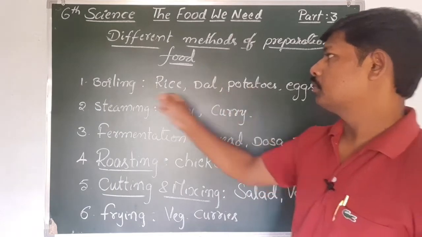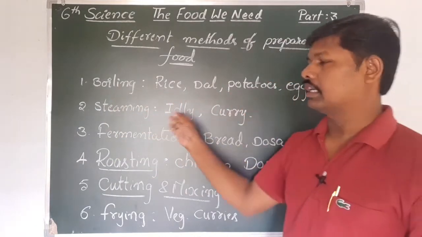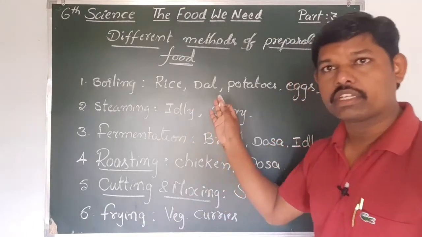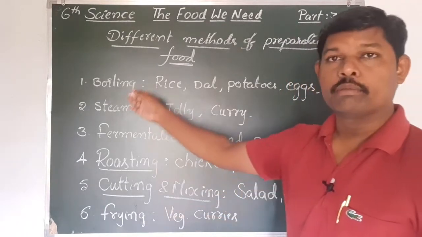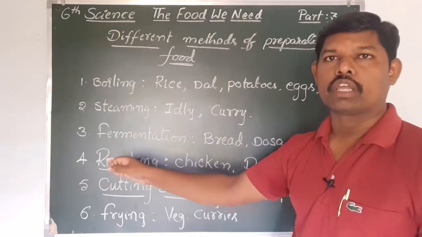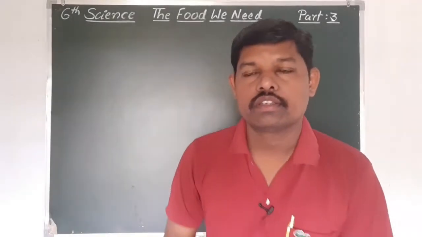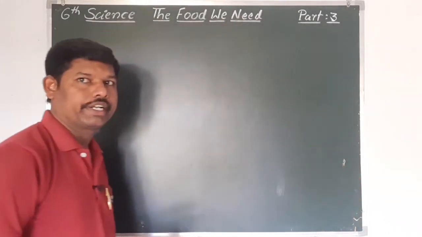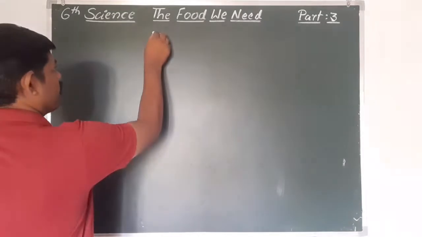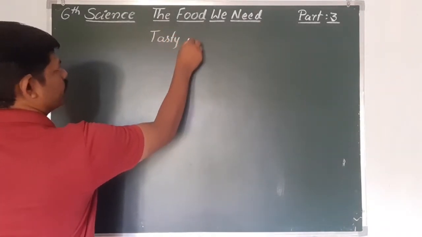We follow the methods: boiling for rice, dal, potato, eggs, and steaming, etc. Once again, we go through all these methods of preparation and the food items we prepare by them. Next concept, tasty food.